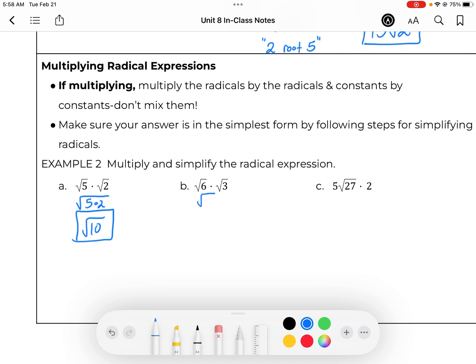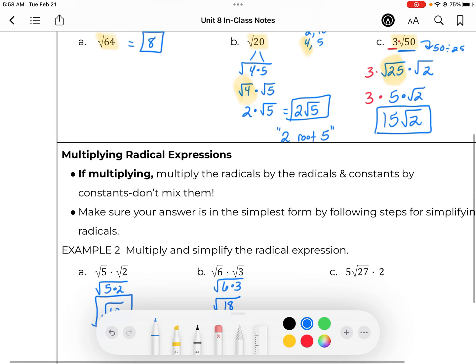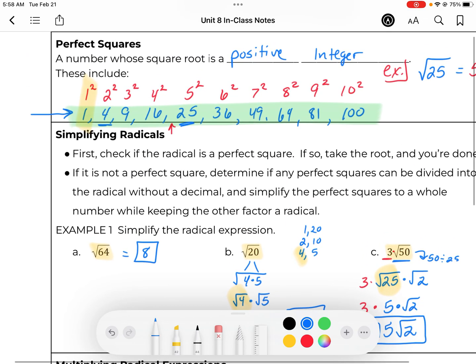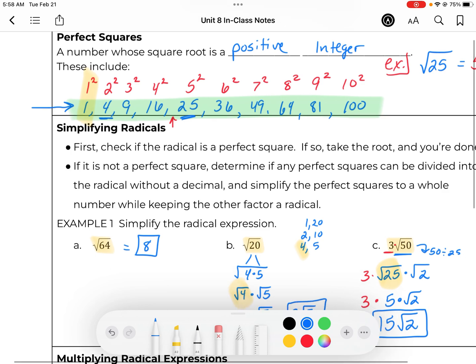We can put those underneath the same radical together, 6 times 3. When I do the square root of that all together, I can multiply 6 times 3 and get 18. So I have the square root of 18. But again, I want to check first and make sure it's not already on my list of perfect squares. 18 is not. It's between 16 and 25.